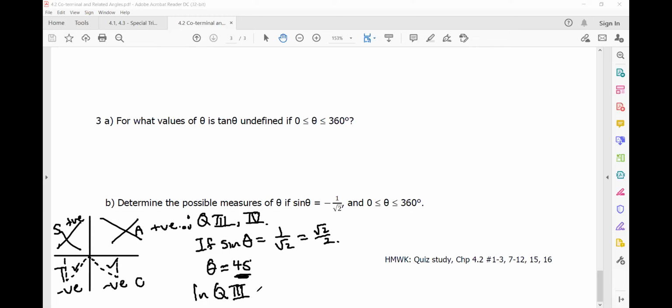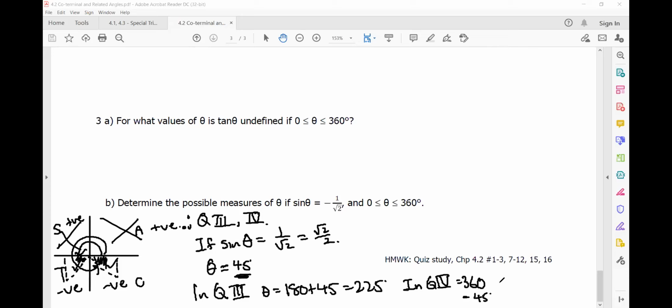So in quadrant 3, a triangle of 45 degrees would mean we first turn 180 and then add the extra 45. That's 225 degrees. In quadrant 4, if this is the angle we're dealing with, that's basically a full 360 subtracted by that triangle's angle. So that would be 360 minus 45 degrees. That is 315 degrees.